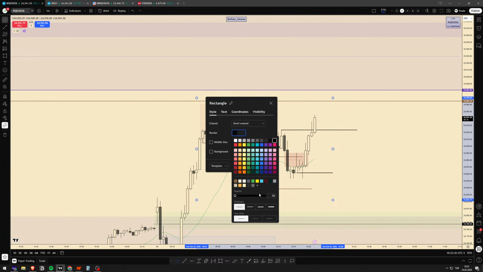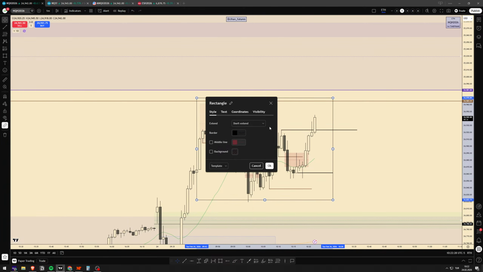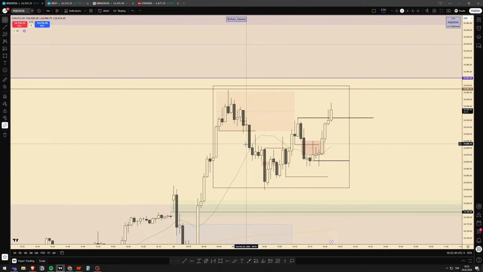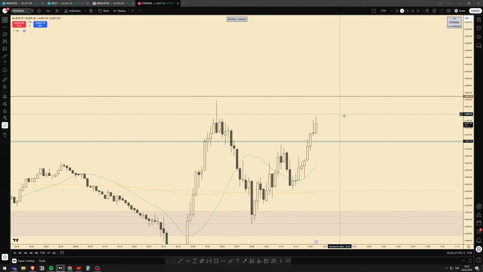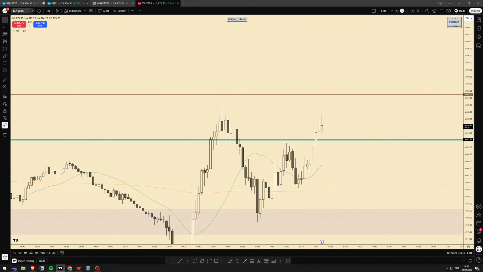Wait a second, border is here. I made it. We are currently inside of this range. This is our range low and this is our range high. Yes, probably took that range high. No, not yet. Great.